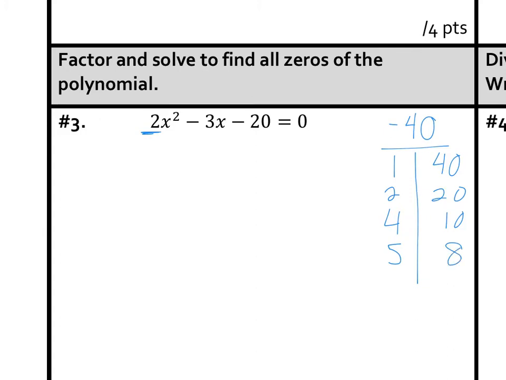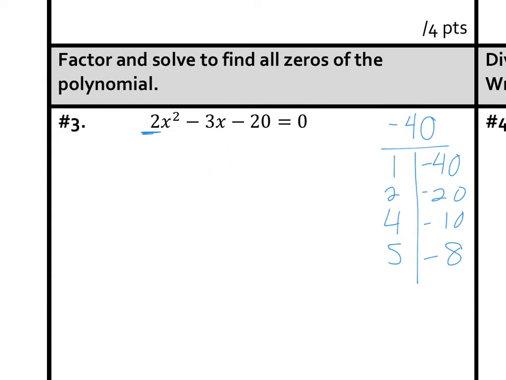We know we're going to have different signs because 40 is negative, and based on the fact that our 3 there in the middle is negative, our big number is the negative one. All right, from here we need to pick our two numbers.